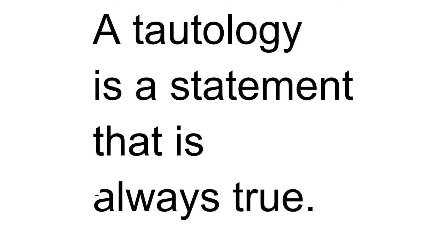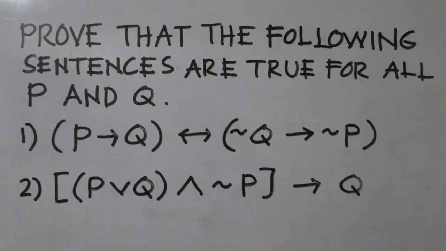A tautology is a statement that is always true. Example. Prove that the following sentences are true for all P and Q. Let's start with number 1.